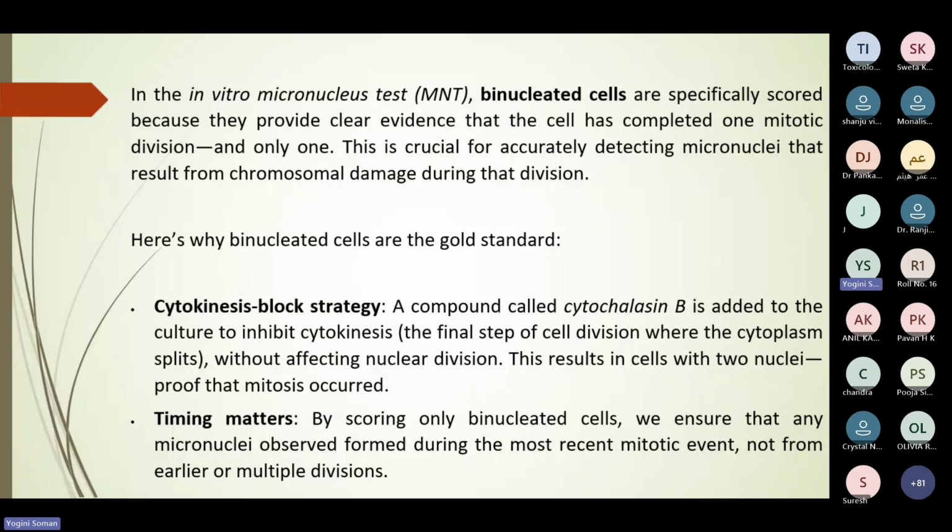So the first reason is the cytokinesis block strategy. A compound called cytochalasin B is added to the culture to inhibit the cytokinesis. So we use cytochalasin B when we are using a test system like human peripheral blood lymphocytes. It inhibits the cytokinesis. Cytokinesis means the final step of cell division where the cytoplasm splits without affecting the nuclear division, which results in cells with two nuclei, proof that mitosis occurred.